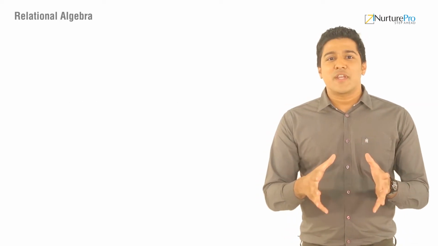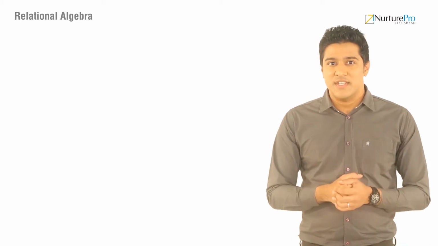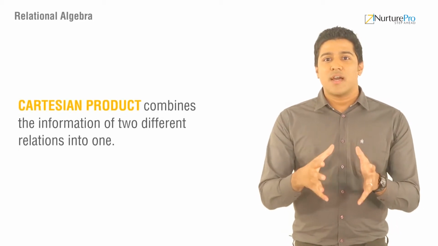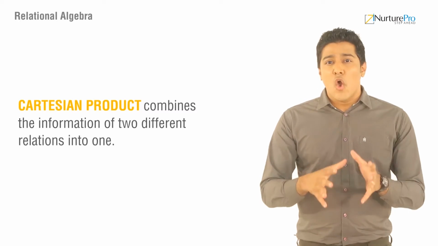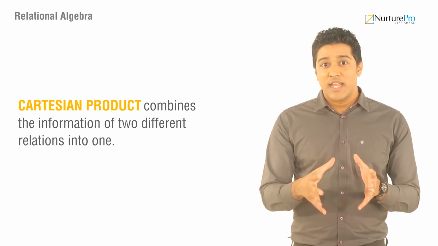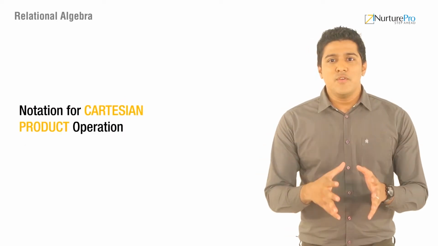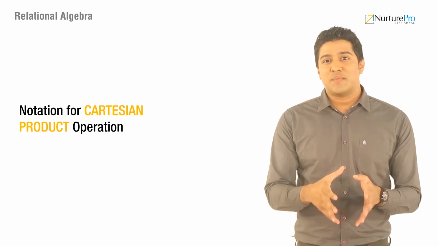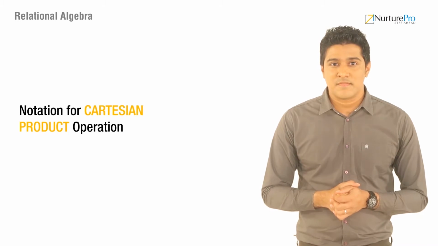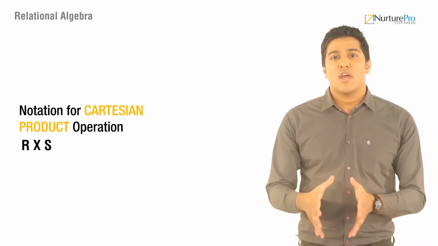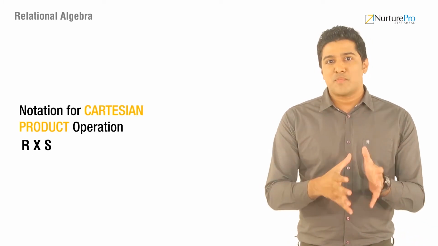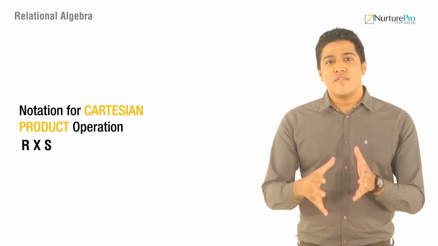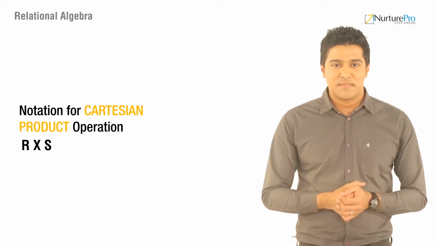Now let us take a look at what a Cartesian product operation is. A Cartesian product combines the information of two different relations into one. The notation used to represent a Cartesian product statement in relational algebra is shown on screen. Here R and S are two relations where R product S is the set of all the concatenated tuples.